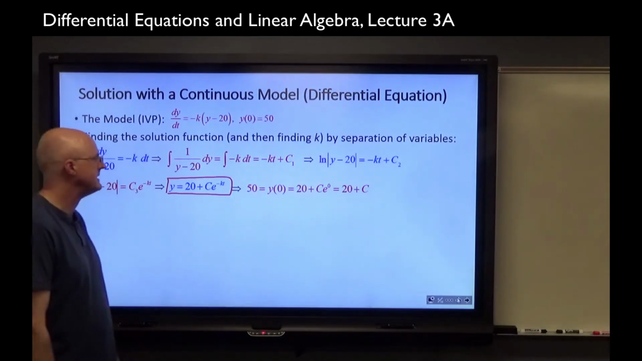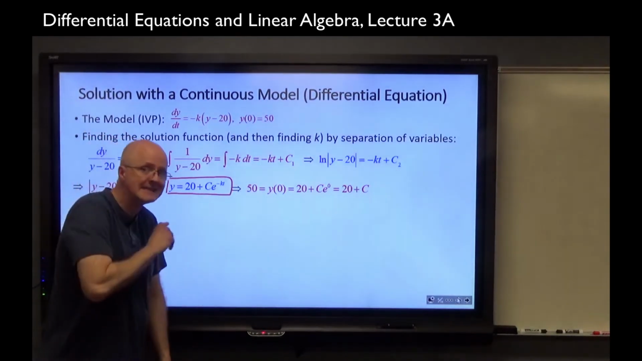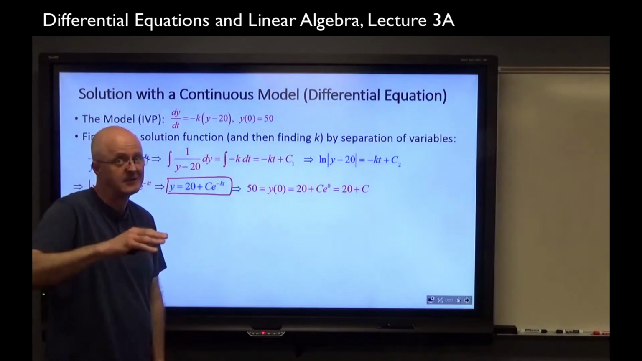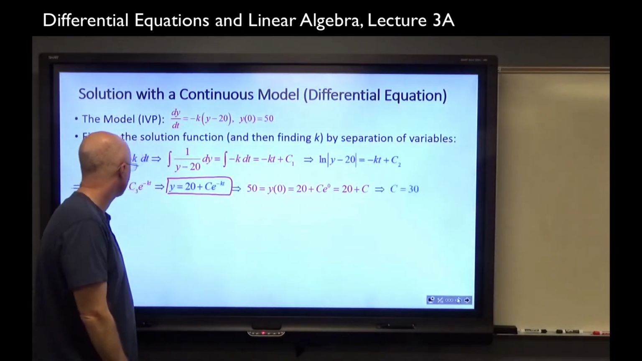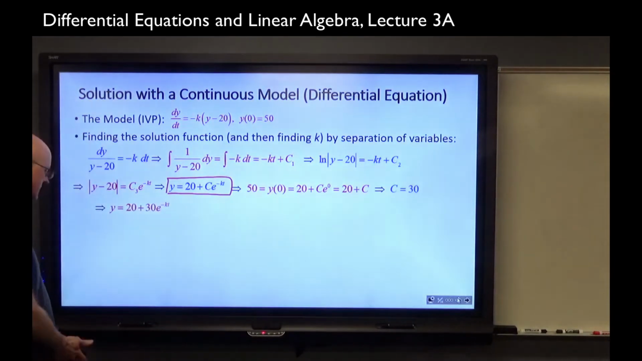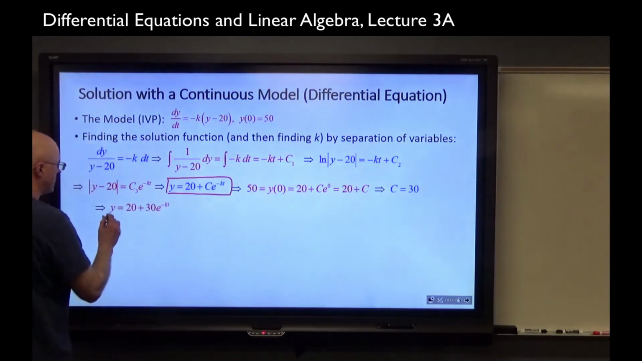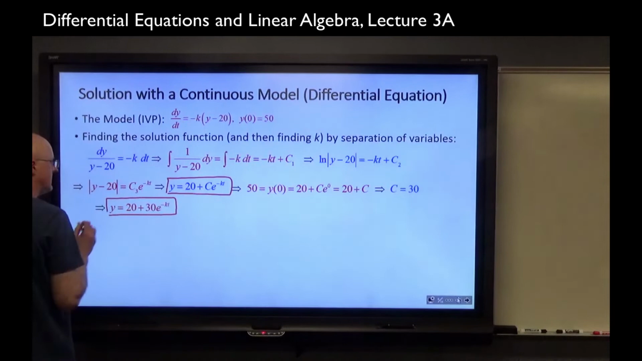Y of 0 equals 50. That allows us to solve for c. C does not equal the initial value here. It did for the exponential models, but not here. It's going to be 30 here. And that gives us a solution, a unique solution of the initial value problem when k is fixed, equal to that.